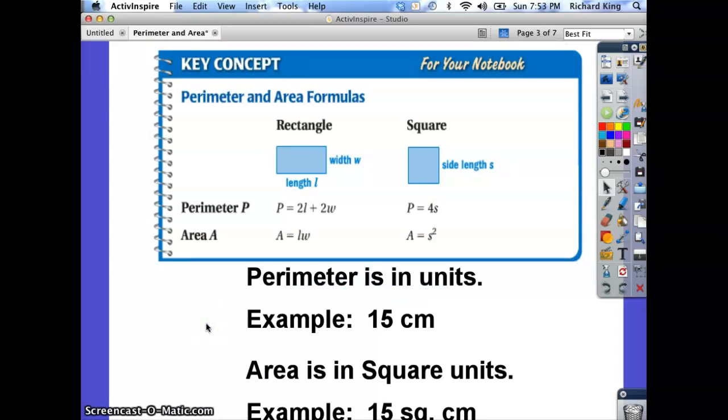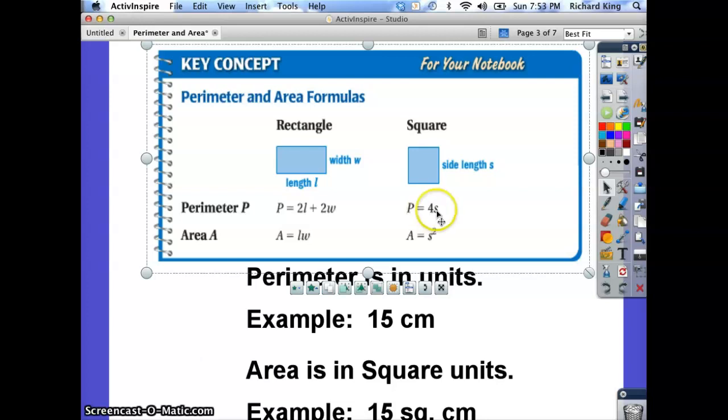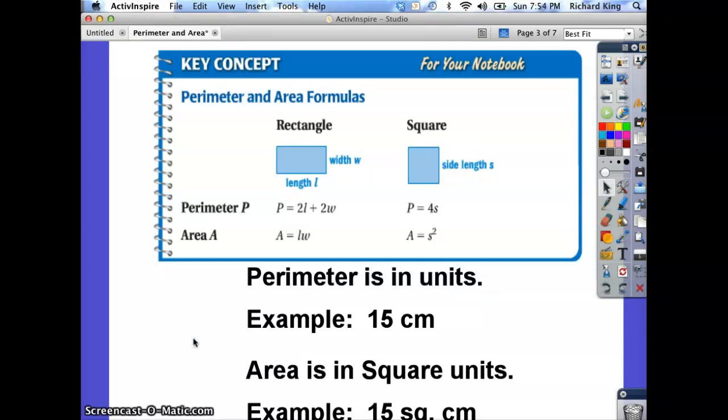The area of a rectangle is just length times width. Take the length and multiply it times the width, and that'll give you the area of a rectangle. Now, a square, since all the sides are equal, the perimeter would just be 4 times the length of one side, or 4s. The area would be side squared. In other words, side times side, which is side squared, will give you the area of a square.